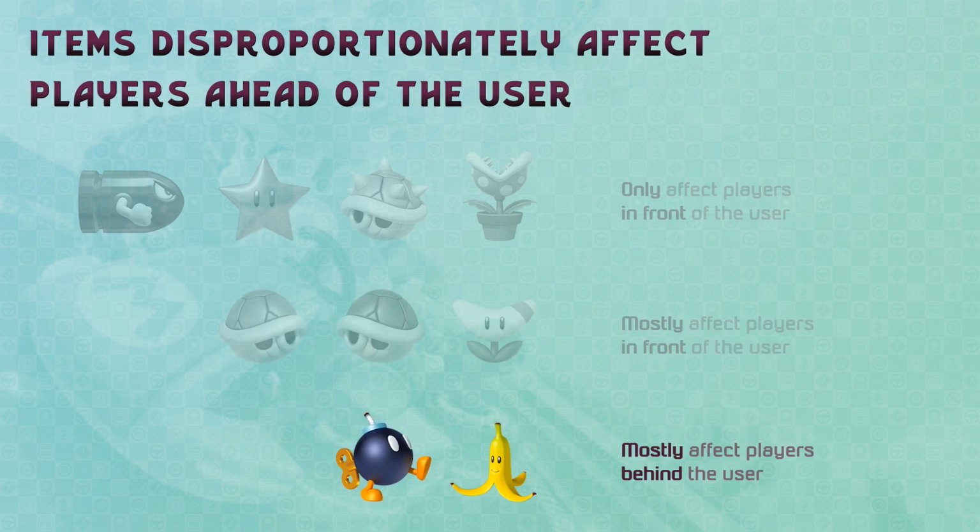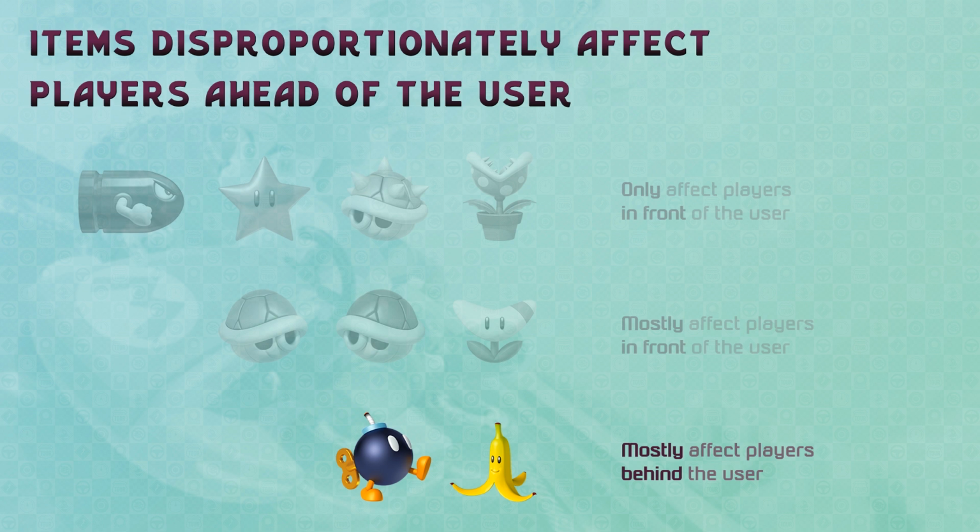And lastly, there are a few items that are mostly used to affect players behind the user. There's the bomb, a bomb that you can place at your current location or that you can throw. But since you can be hit by the explosion yourself, and because the curve that it takes when you throw it is quite weird and hard to aim, most players tend to just drop it at the current location and use it to stop the players right behind them. And the same thing goes for the banana, which you may either drop at your current location or throw forward. But again, quite hard to hit when you throw it, so most people just decide to drop it.